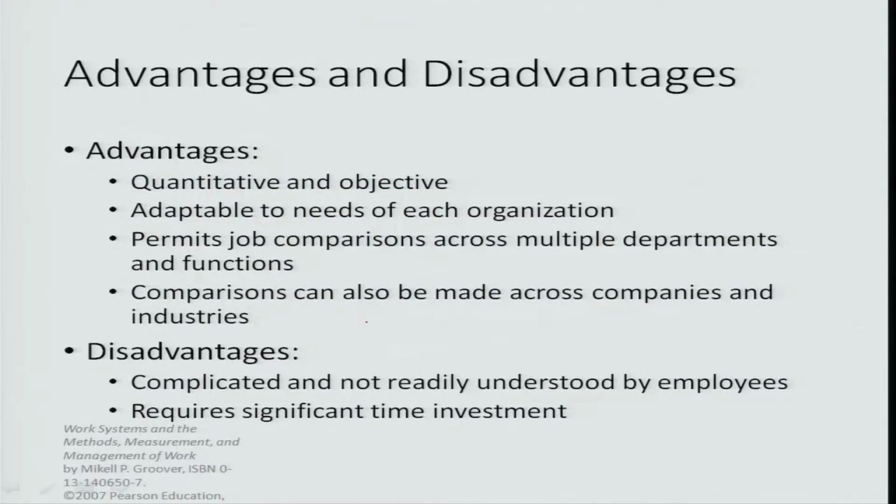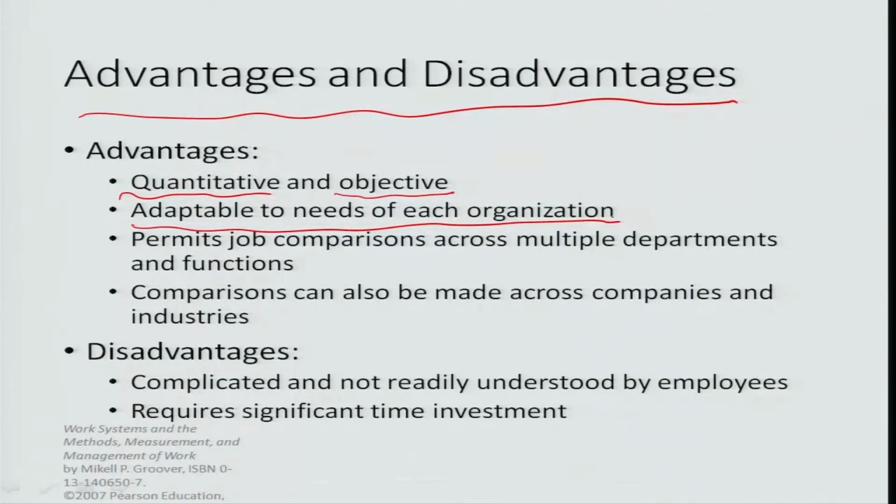There are different advantages and disadvantages associated with even the point factor method. Some of the advantages are that it is a quite exhaustive technique, being very objective and quantitative. It is adaptable to the needs of each organization. It permits job comparisons across multiple departments and functions, and comparisons can also be made across companies and industries. So it gives you a little more objectivity in your ranking with respect to the general industrial wage structure which is available between different jobs and different organizations, and within your organization as well.